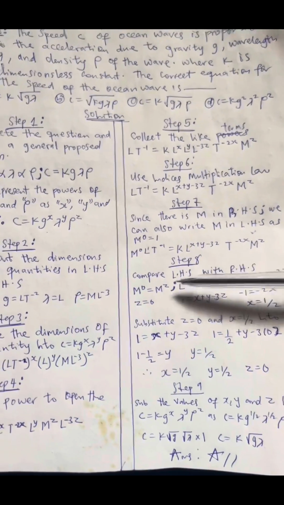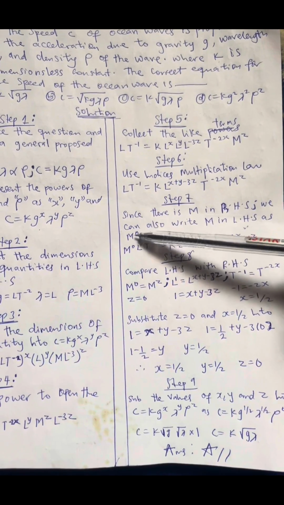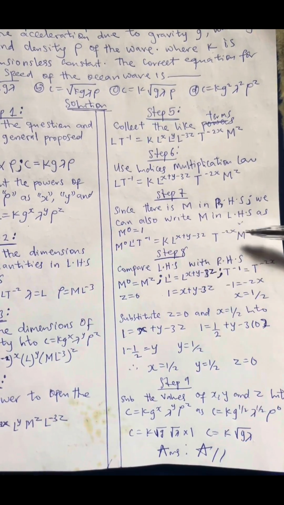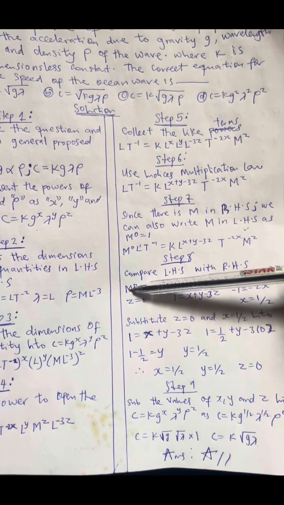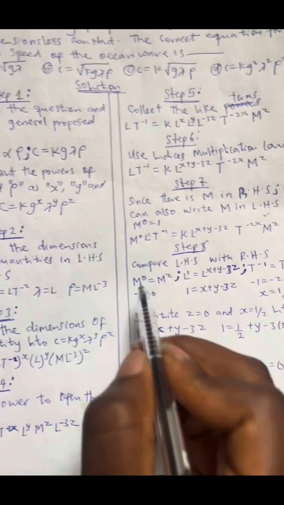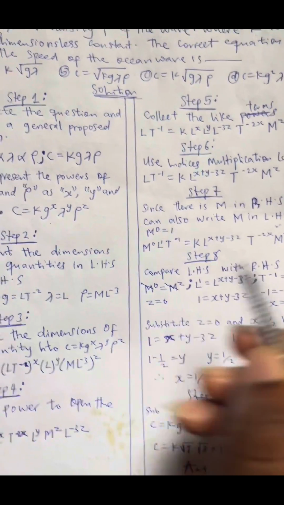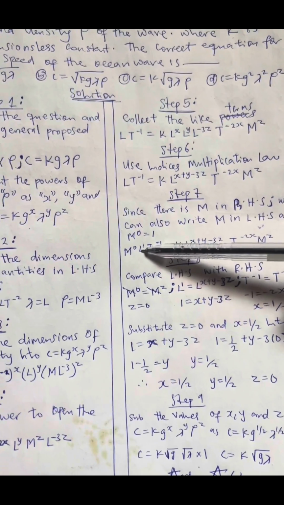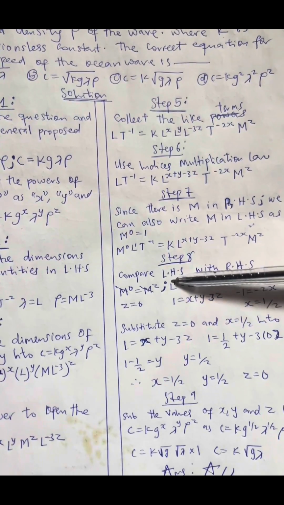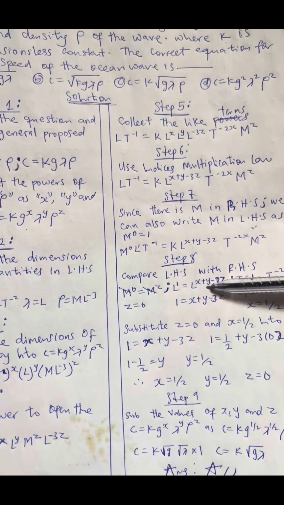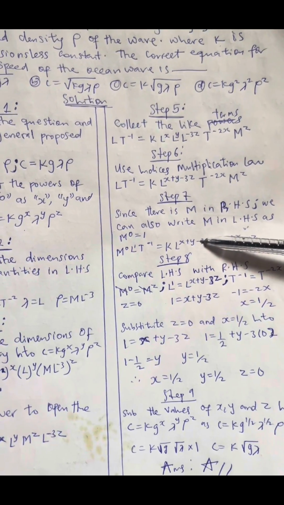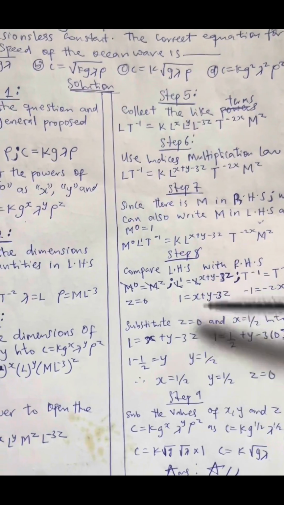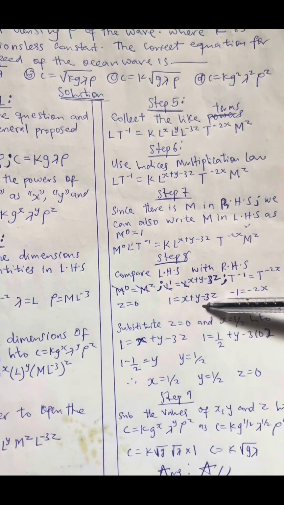So in step 8, we are going to be comparing the left hand side with the right hand side. We start with M. Here we have M raised to power 0, here we have M raised to power z. We say M raised to power 0 is equal to M raised to power z. So this M can cancel this M, and our z will equal 0. We will also relate L with L. L raised to power 1 from the left hand side will equal L raised to power x plus y minus 3z on the right hand side. So also L can cancel L. Therefore our 1 will now equal x plus y minus 3z.